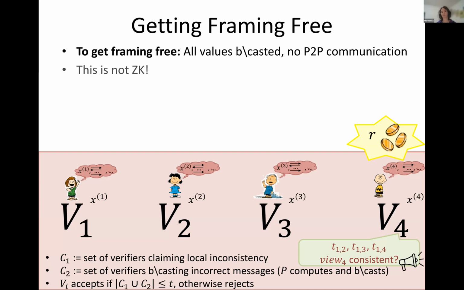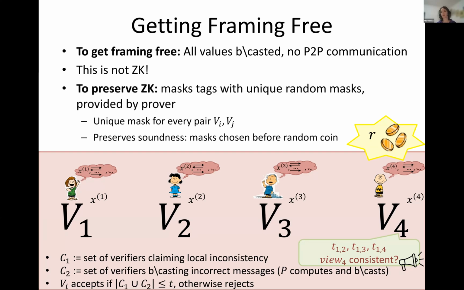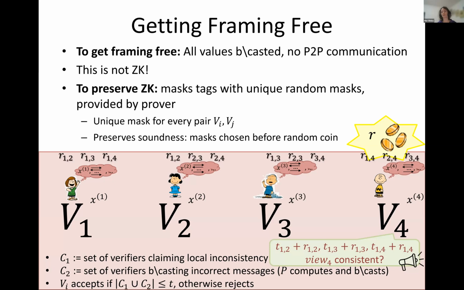So we've prevented framing, but we've also possibly eliminated zero knowledge, because these tags don't necessarily hide the messages. So to get zero knowledge again, the idea is to one-time pad encrypt these tags. Each pair of verifiers is going to have a unique random mask joined between them and use this mask to one-time pad encrypt the tag. And it turns out that the prover can actually choose these masks, and that doesn't violate soundness. And the reason is that the prover chooses the masks before the verifiers toss the coin that determines the tags.